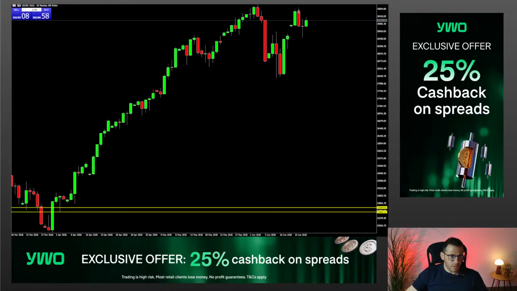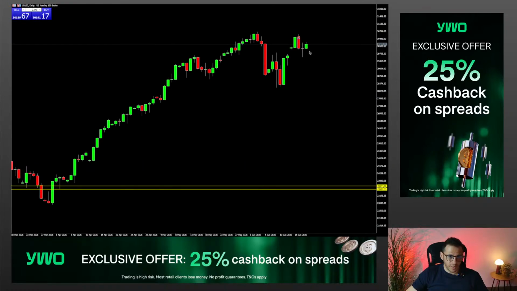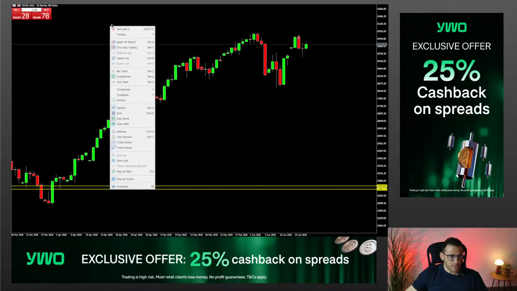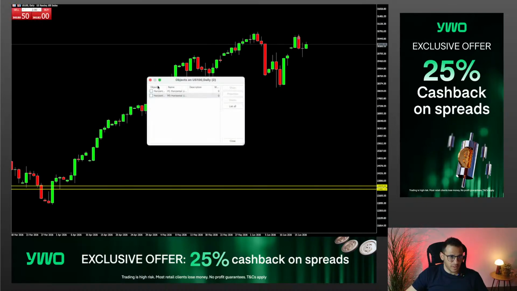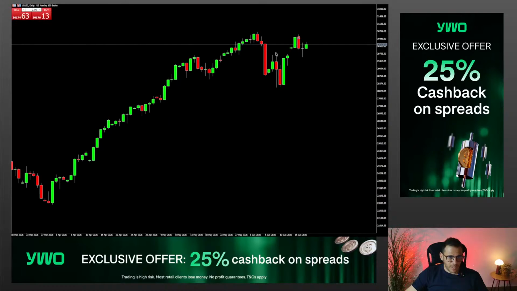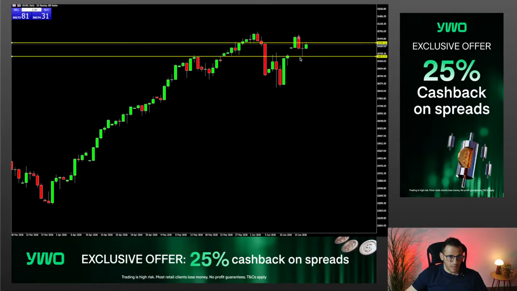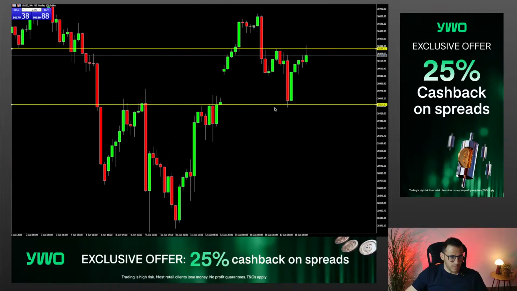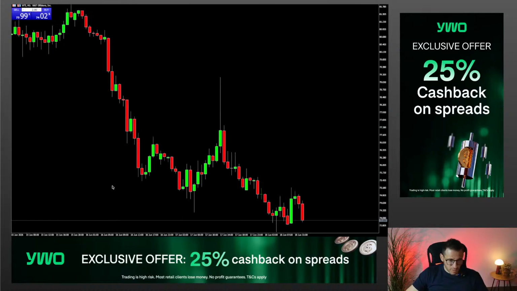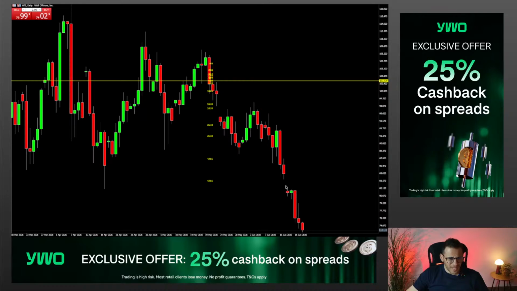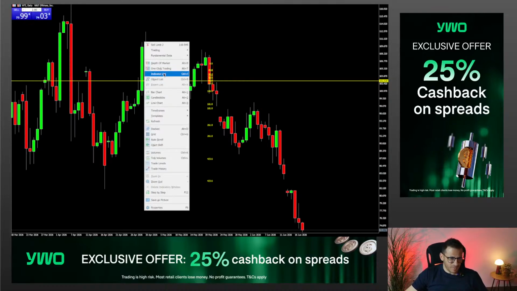USOIL daily chart. Daily, this high, this low. Sorry, that's the US 100. That was the US 100, USOIL. Why is it that high?